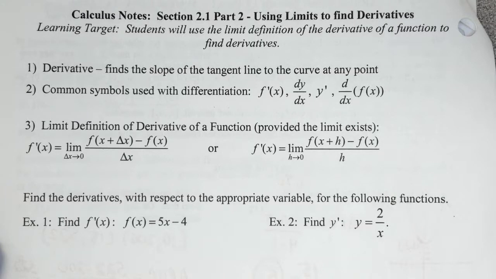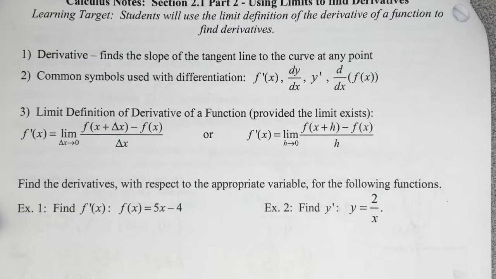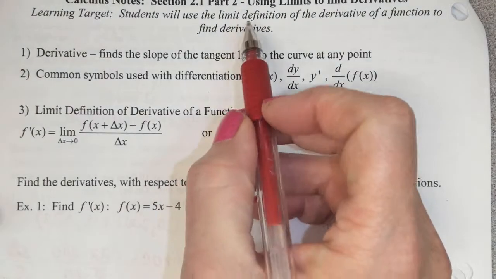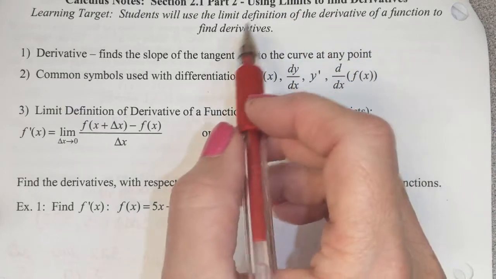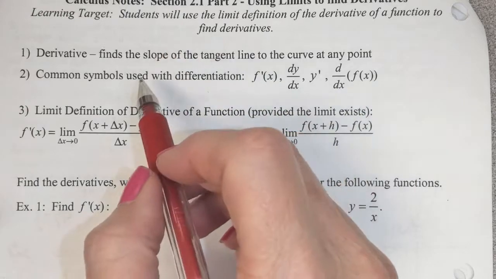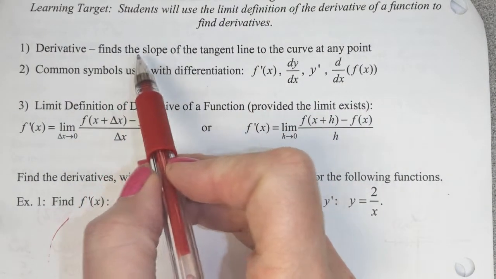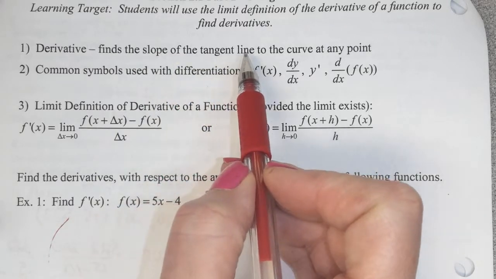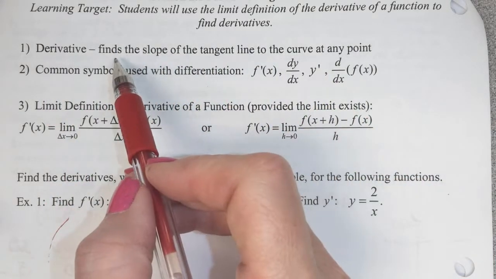Alright guys, so we are looking at section 2.1 part 2. Today we're going to be starting to talk about the limit definition as a way to find the derivative of a function. So when we're doing the derivative, we're going to be finding the slope of the tangent line to the curve at any point. That's important that you understand.